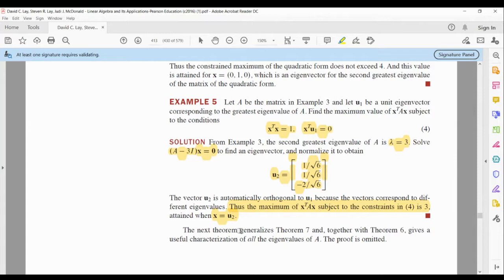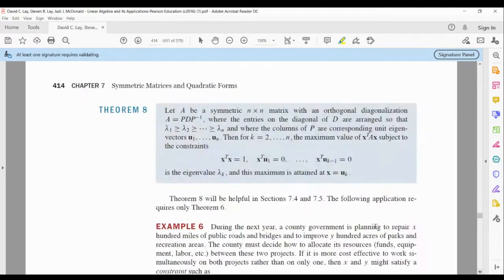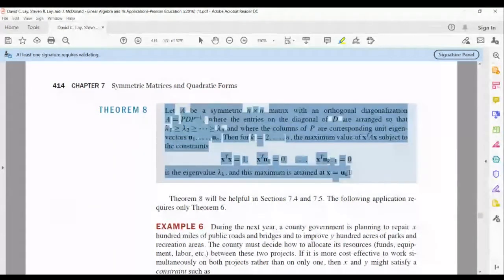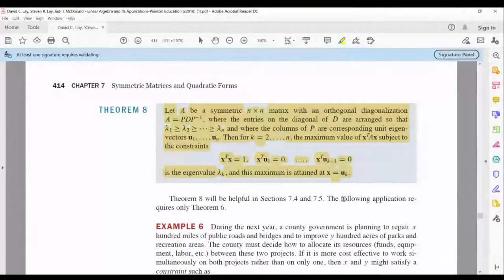The next theorem generalizes. Are there any questions on that? All right. The next theorem generalizes theorem 7 and gives a characterization for all the eigenvalues of A. They omit the proof, but there's the big theorem 8. It basically addresses the fact that all of these eigenvalues, in the context of optimization, have meaning based on a certain number of constraints.